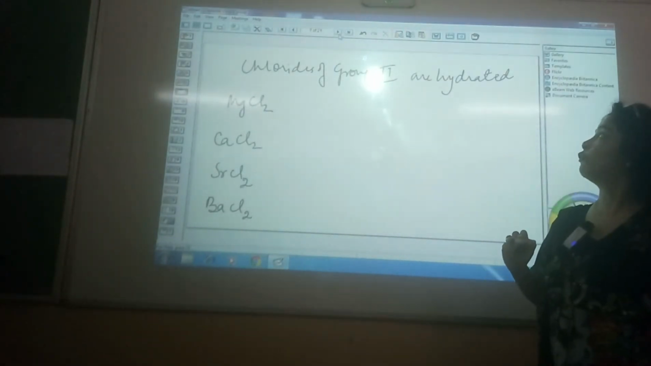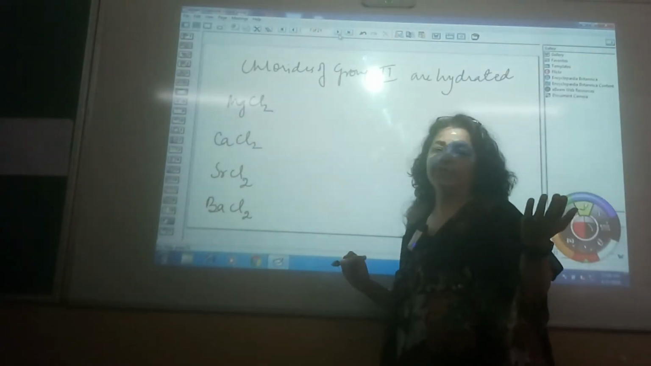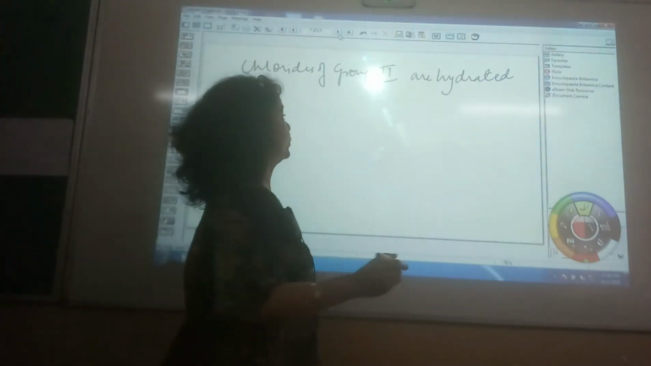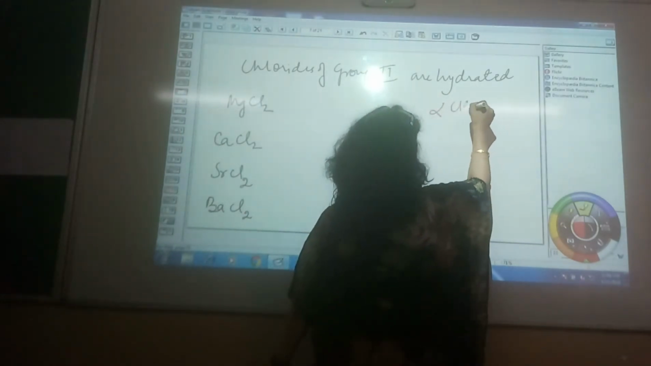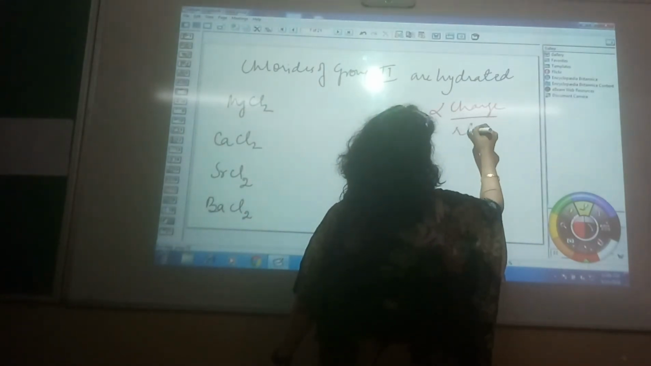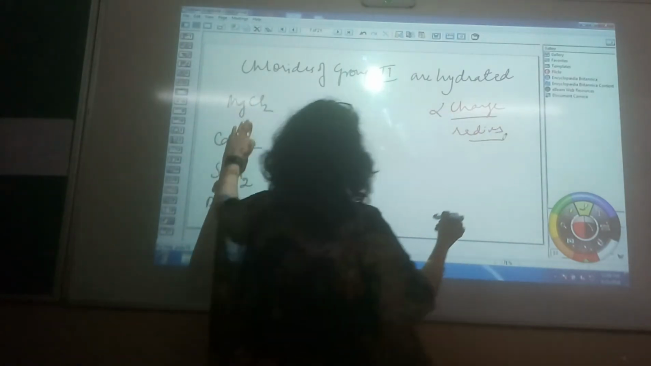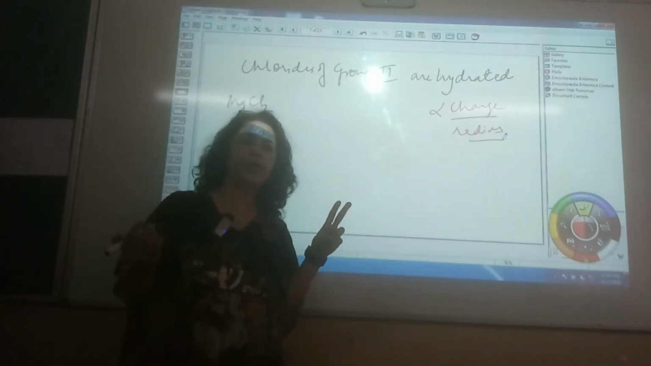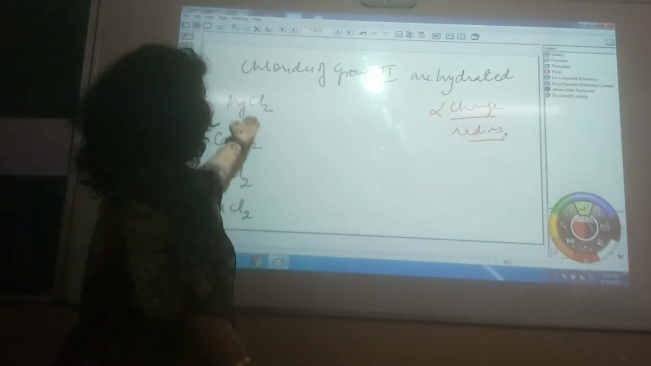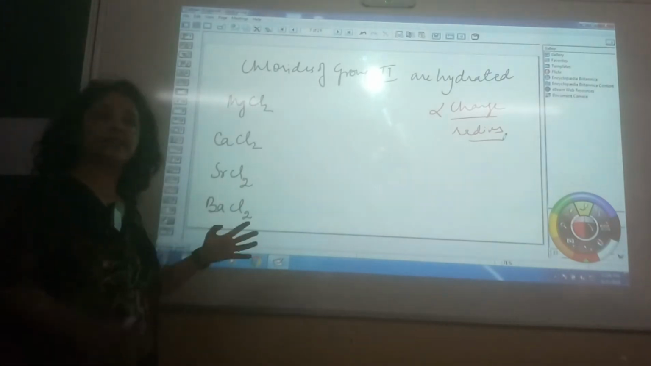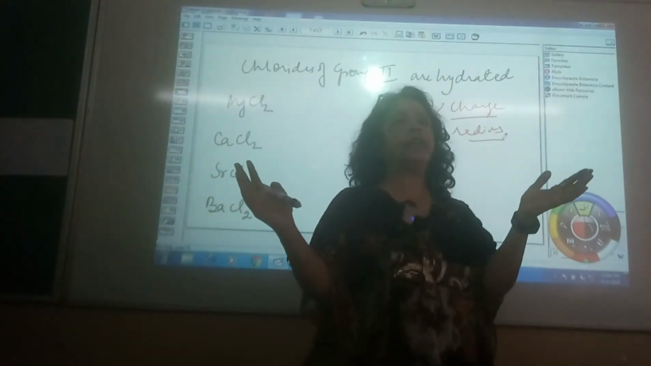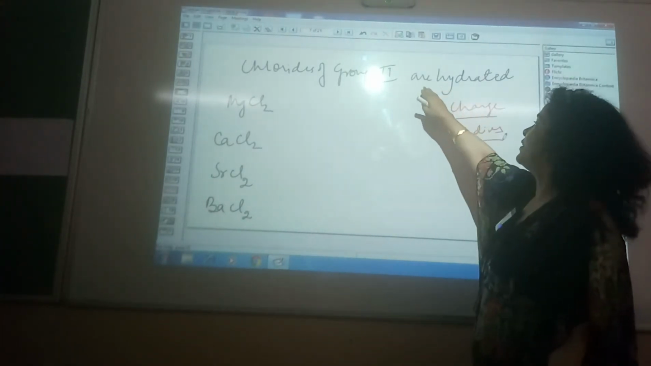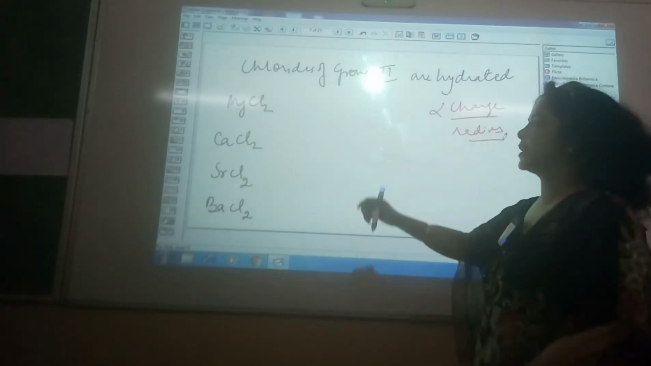Coming to the chlorides of group 2, they are hydrated. As we discussed, hydration energy is the cause for group 2 members to be hydrated, and hydration is directly proportional to the charge upon radius. Now looking at these, what do they have as a charge? They all belong to group number 2, so their charge will be +2. What about the radius? As I move down, what is happening to the radius? The radius is increasing. If the radius is increasing, the denominator is increasing. If the denominator is increasing, the hydration is going to be less, and that is evident.